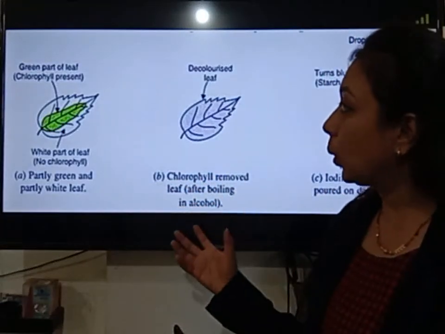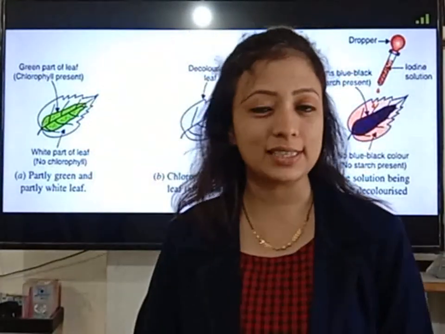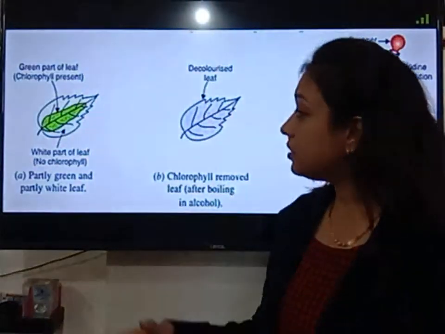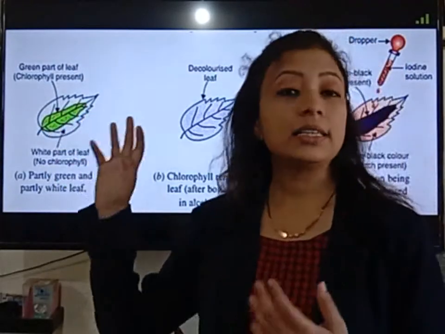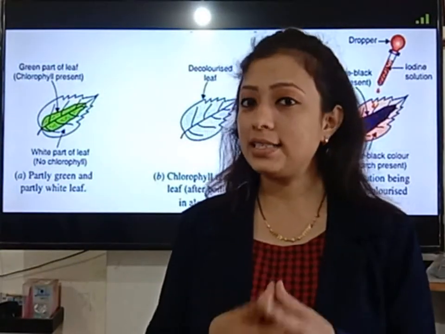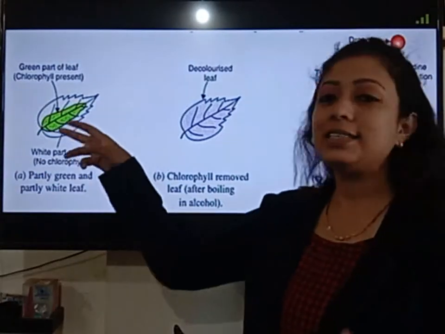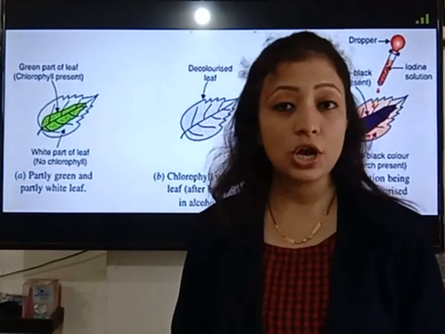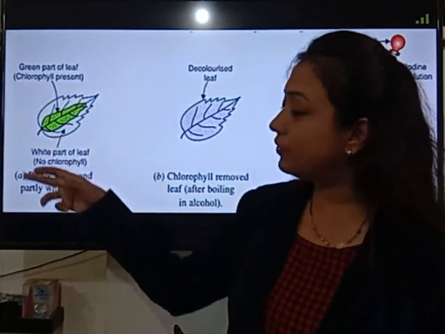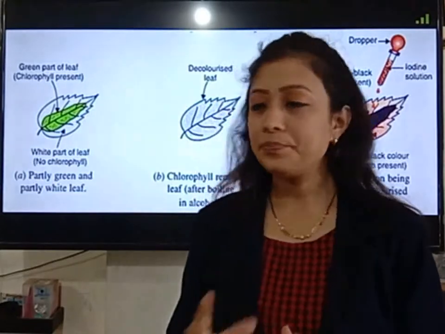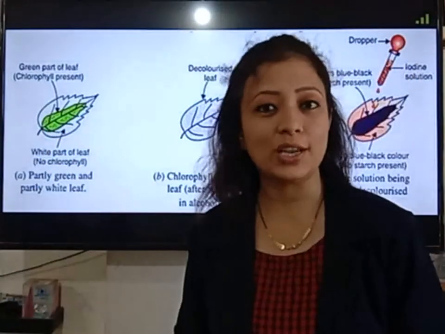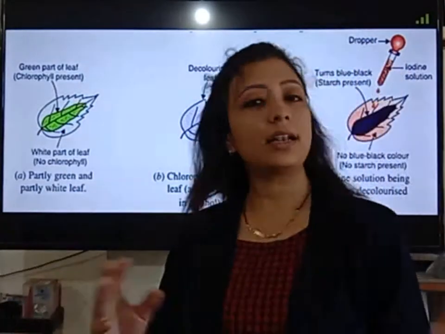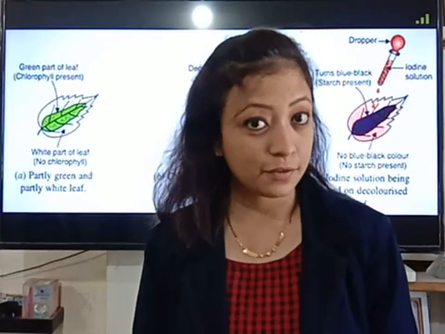Now children, in order to show that chlorophyll is necessary for photosynthesis, you require a variegated leaf, children. Now children, what is a variegated leaf? Here you can see this is an example of a variegated leaf. Now children, this variegated leaf is partially green and partially white. Here you can see, children, the outer portion of this variegated leaf is white and the middle portion is green due to the presence of chlorophyll in it. So children, is there any example of a variegated leaf which you know?